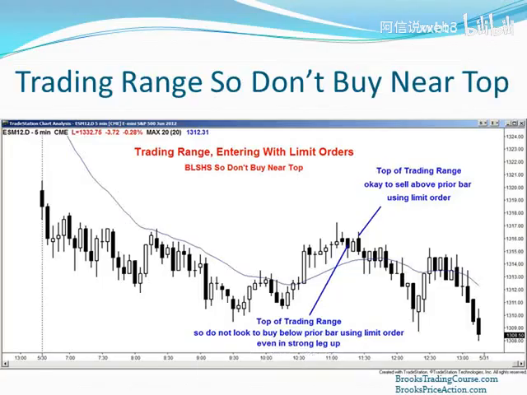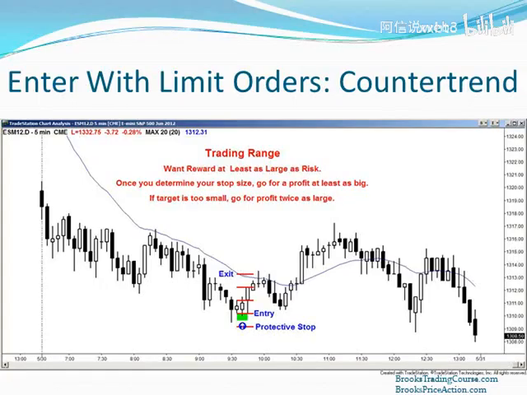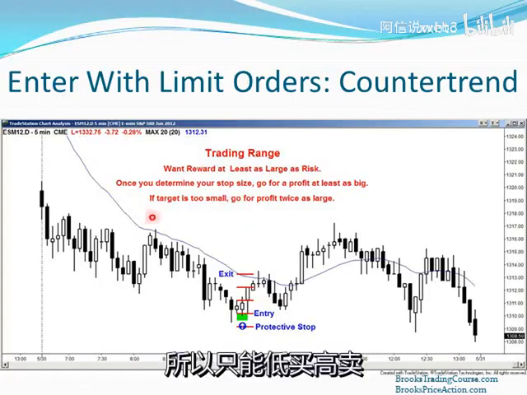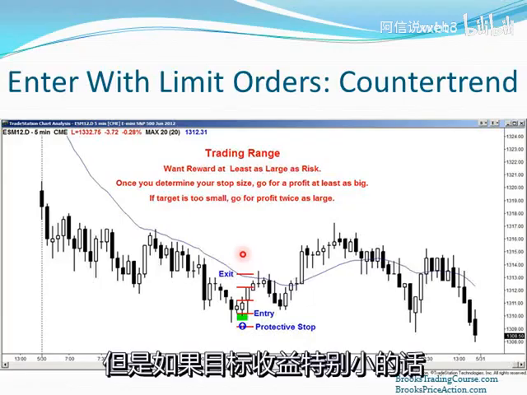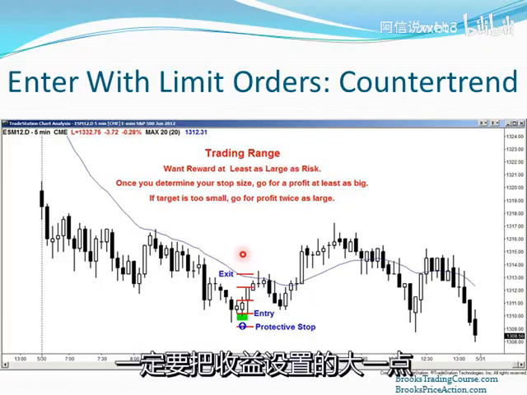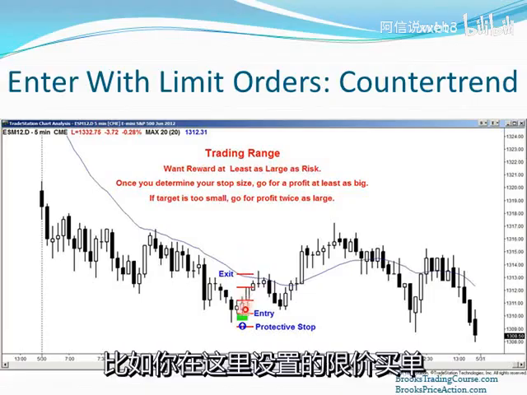It's too stressful. Again, the market's in a trading range. You want to buy low, sell high, and scalp. We're low. You want a reward at least as large as your risk. But if the target is just too small, go for a bigger target.